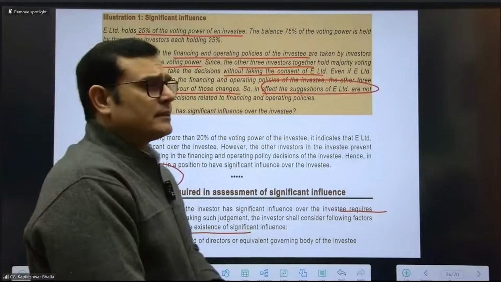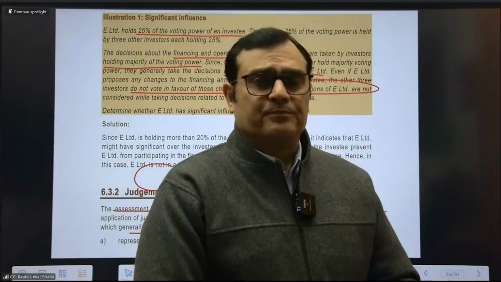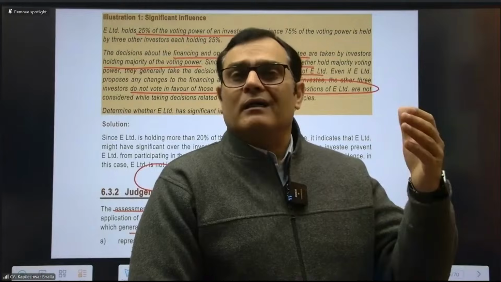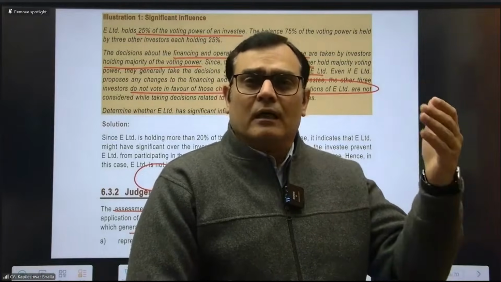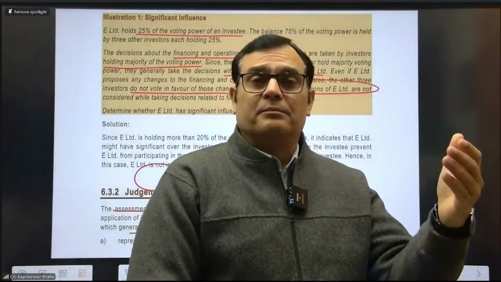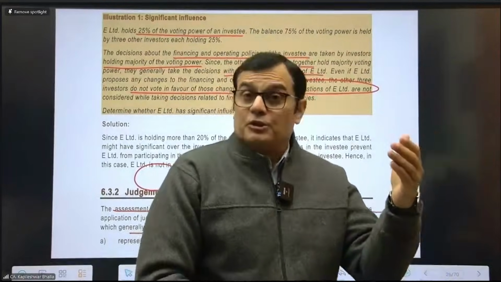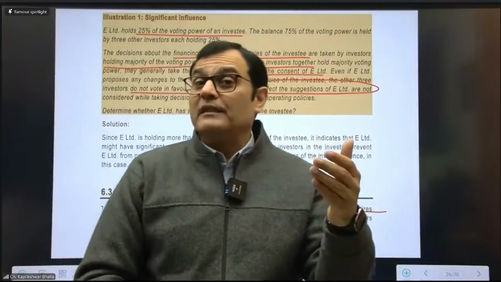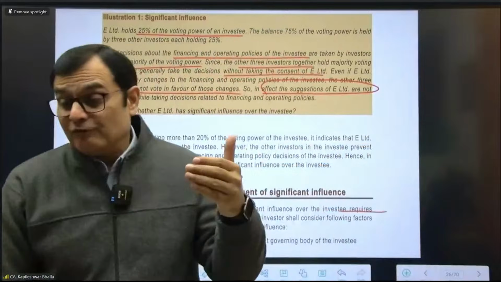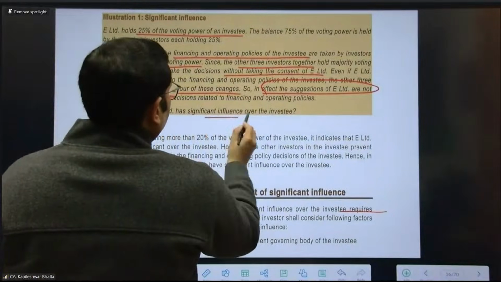So if you look at the substance of the legal form, do you think E will get a significant influence? On paper, I've got a 25% stake, but the other 3 investors don't even listen to me. I ask for changes, they don't accept them, and they hold the meetings and take decisions without my presence. So do you think I am just having a significant influence on paper, or do you think in substance also I will get a significant influence? No. So determine whether E has got a significant influence.